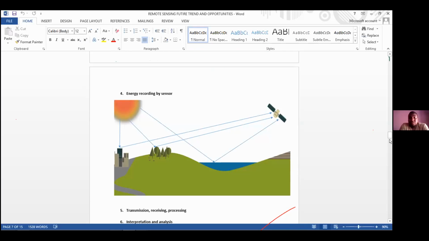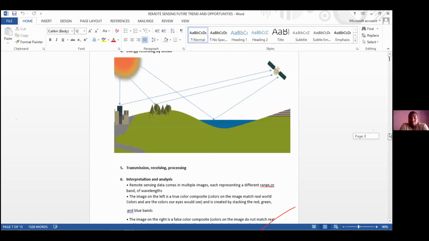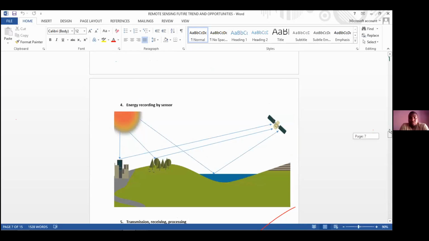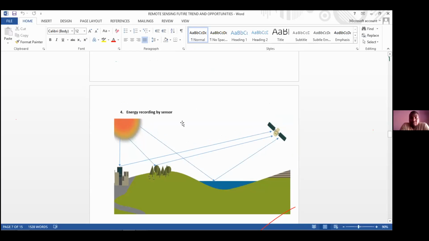The energy recording by the sensor, as I was explaining earlier, let me show you clearly here. As I was showing you earlier, you can see this is the sun, and these are different targets. We have the buildings, we have the vegetation, we have water. I want to use those so that you can understand. So this energy, once it leaves the sun, for instance, it comes and hits the plants, that electromagnetic radiation, and then the plants absorb the longer wavelength colors. Once it's able to absorb that, the other is reflected, and once it is reflected, it reaches the sensor.